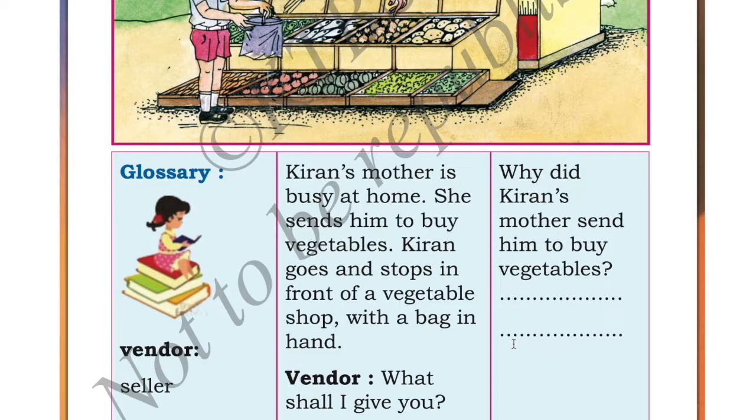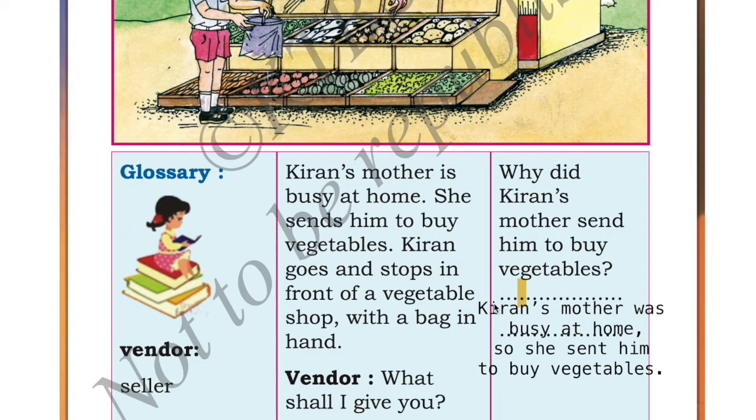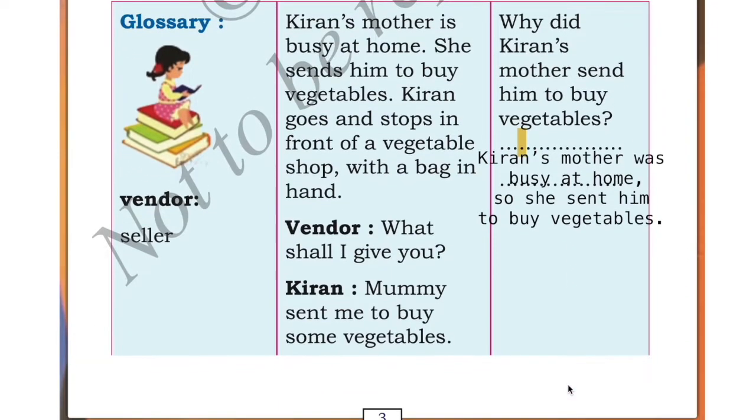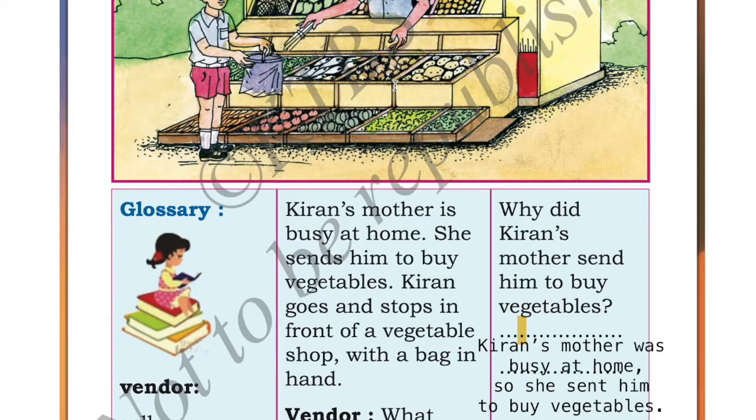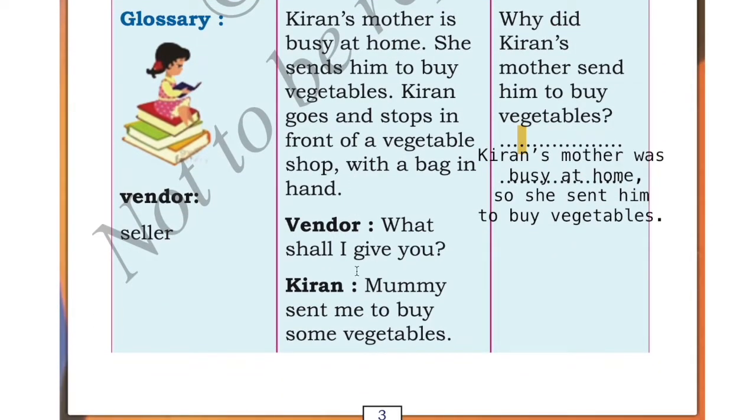Now, whenever there's a space like this, you can add your answer here. Okay. So I have just typed out the answer. Kiran's mother was busy at home, so she sent him to buy vegetables. The vendor is asking. So we learned that vendor means seller. So here we have the shopkeeper. He is the vendor. What shall I give you? Whenever you go to the shop, people will always ask you what you want. So Kiran is saying, "Mummy sent me to buy some vegetables."